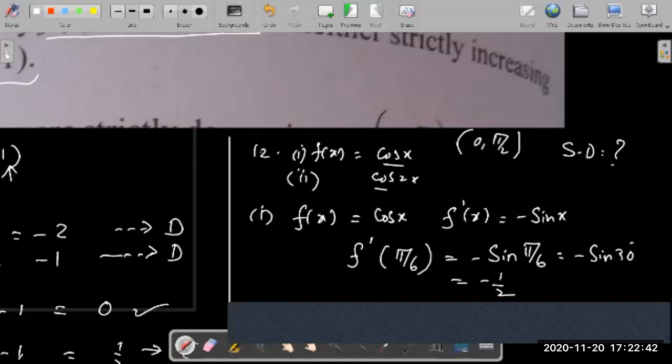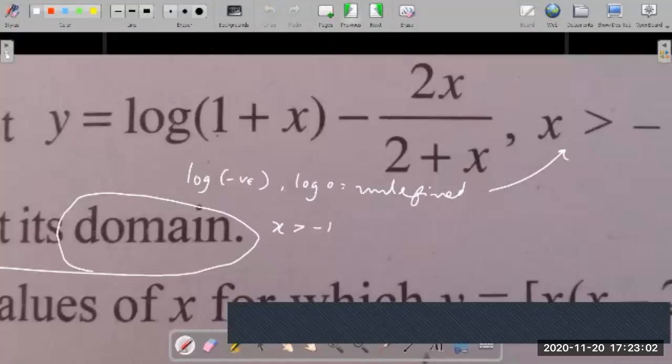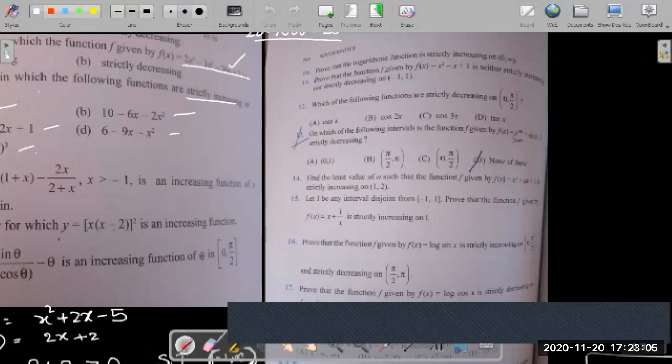Then we give something higher than that. That means f dash at 60 degrees, pi by 3, we'll have minus sine pi by 3. That's equal to minus root 3 by 2. So this function is strictly decreasing, because you've got all negative values. So which of the following functions are strictly decreasing on 0 to pi by 2? Definitely cos x is strictly decreasing.